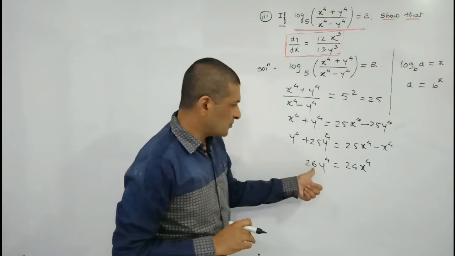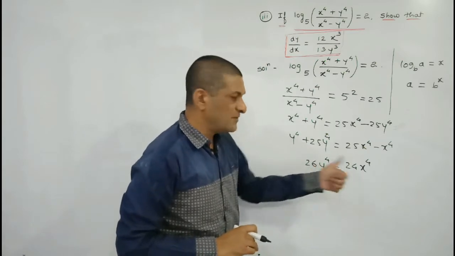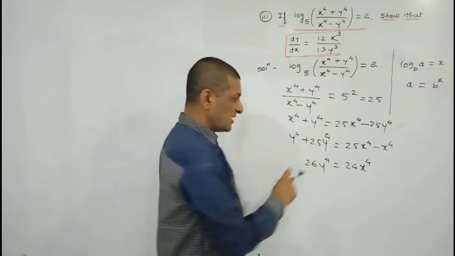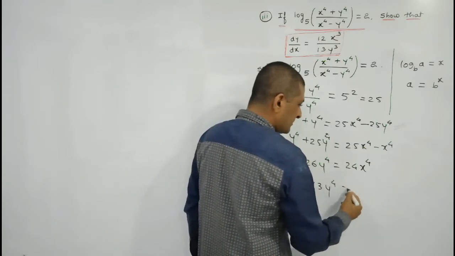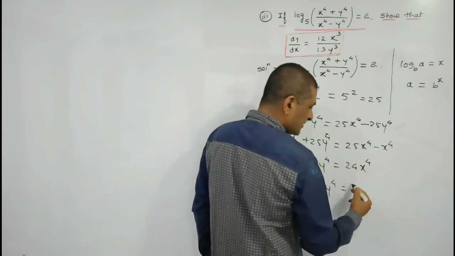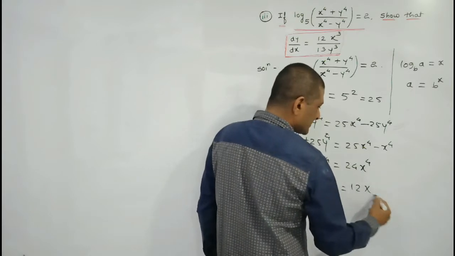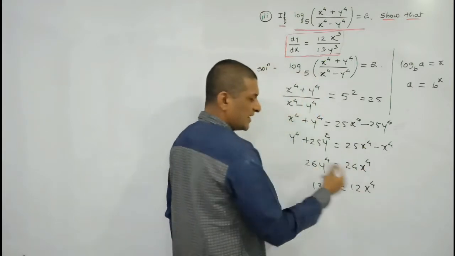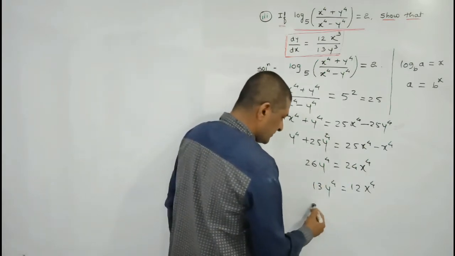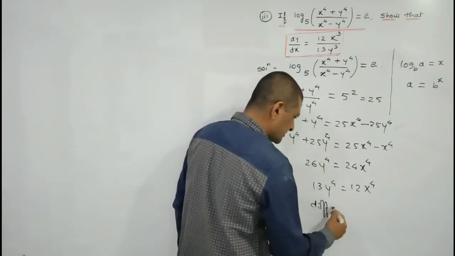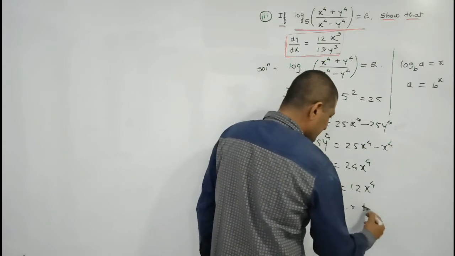Here we can easily observe that both sides are divisible by 2. If I divide the left hand side by 2, we will get 13y^4, and if I divide the right hand side by 2, we will get 12x^4. We are simply dividing both sides by 2. Now the function is in the simplest form, so let us differentiate it with respect to x.